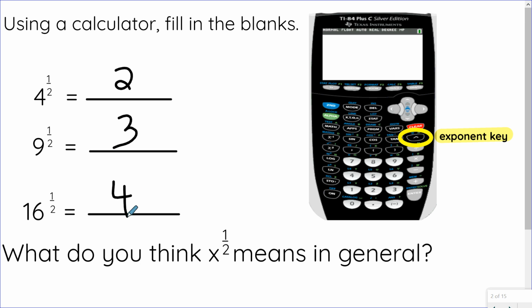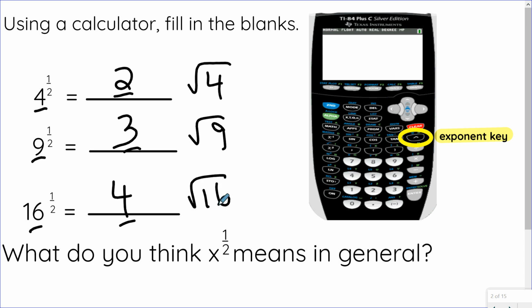So I want to know, how can I relate 4 to 2 in the same way I relate 9 to 3 and 16 to 4? Well, each one of those I notice is a square root. Square root of 4 is 2, square root of 9 is 3, and the square root of 16 is 4. So it looks like when I raise it to a fraction exponent where my denominator is 2, I'm taking the second root. We don't really write it there, but that's what it means. When there's no index there, it's an imaginary 2, which means square root. So I think x to the 1/2 in general means square root of x.